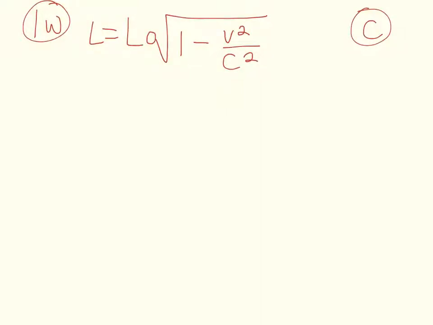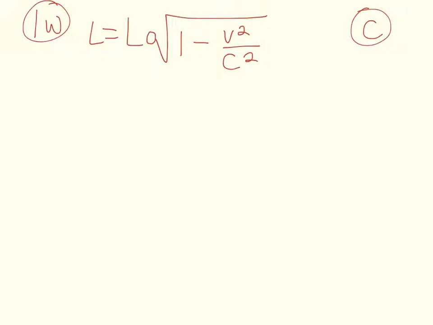So this is question 1W from our review, and it's L is equal to L naught multiplied by the square root of 1 minus V squared over C squared, and we're solving for C. So the first thing that I'm going to do, and again you have to remember with these type of questions that there's more than one way to go about doing a question. So just keep that in mind. Just because I start it one way doesn't mean your way is any less accurate than my way, okay?